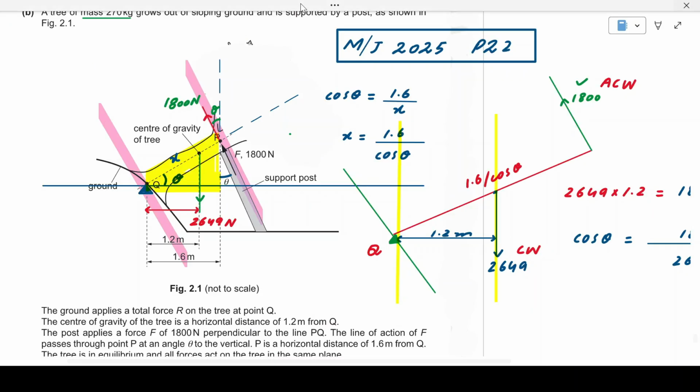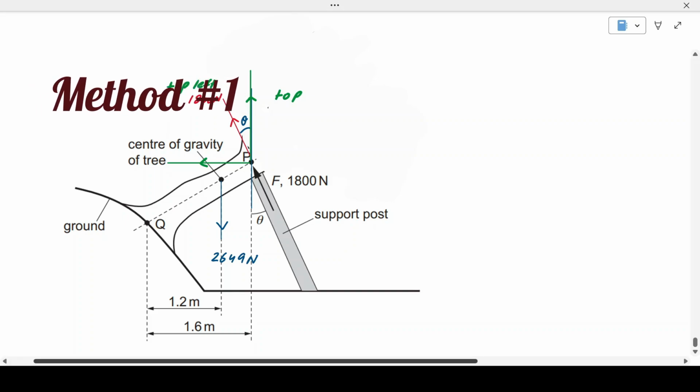So the only problematic part in this question was this angle, this distance right over here, the x. This is the only problematic part in the entire question. Now what I've done here is I have resolved the force 1800 Newton into two components. The top component, the vertical one, should be 1800 times the one connected with the angle, so cos theta.